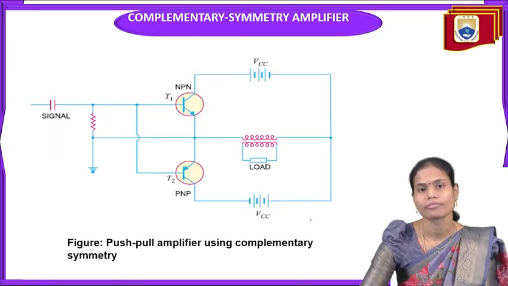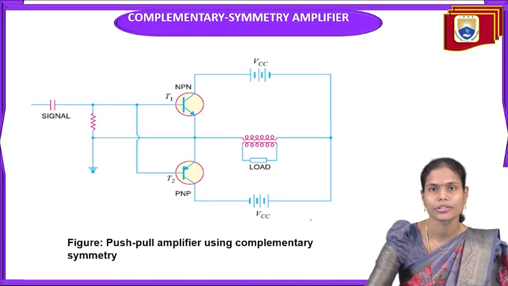And the next type of class B power amplifier is the complementary symmetry amplifier.